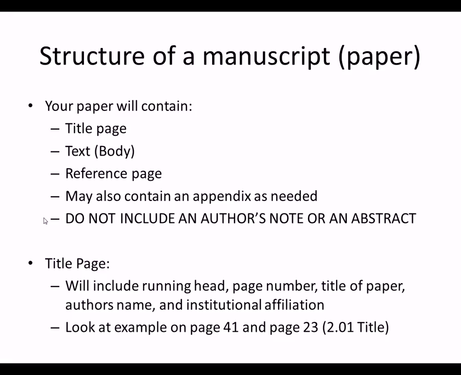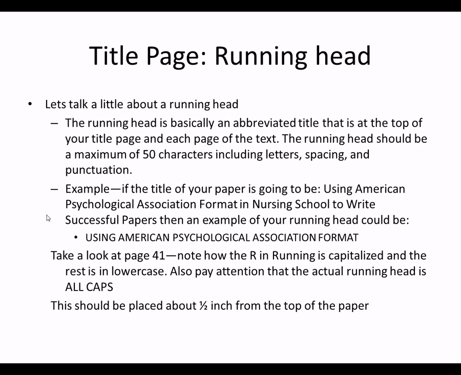So you will see here that you have a running head, you have a page number, you have a title, you have the author's names, and you have the institutional affiliation. So let's talk a little bit about the running head. The running head is basically an abbreviated title, and that is always at the top of your title page and each page of the text thereafter. The running head should be a maximum of 50 characters. Now that includes letters, spaces, and punctuation, so you have to count that out.